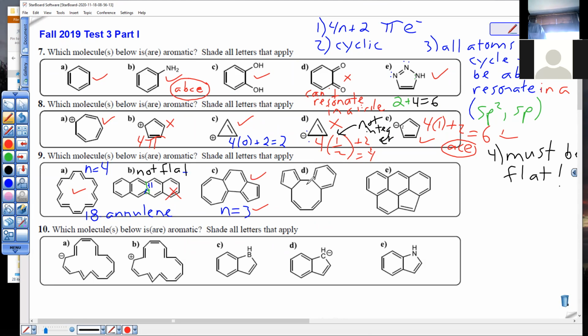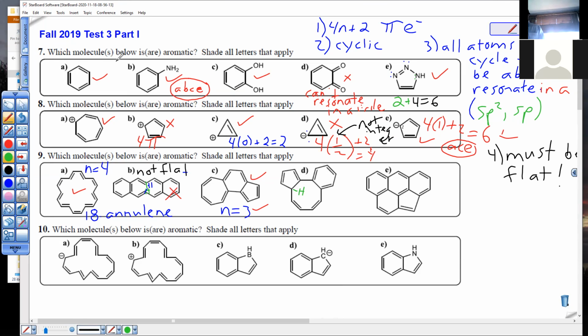What about this guy? He looks strange. 2, 4, 6, 8, 10, 12, 14. Looks good so far. Oh, there's this little trick on this one. I almost tricked myself too. I was starting to think, sure, why not? That's an sp3 carbon. You can't resonate through this carbon. It's not aromatic.